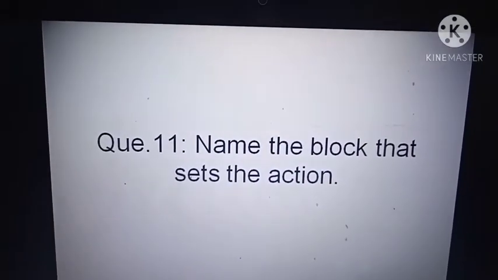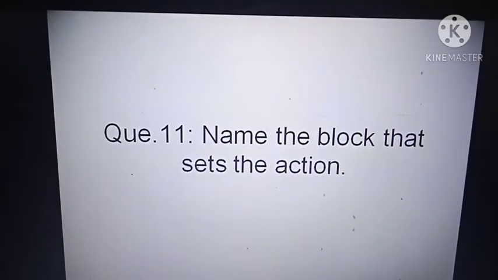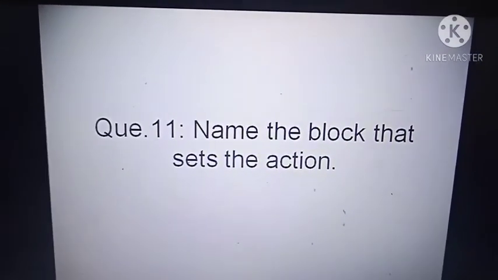Question number 11 is name the block that sets the action. Event block sets the action.